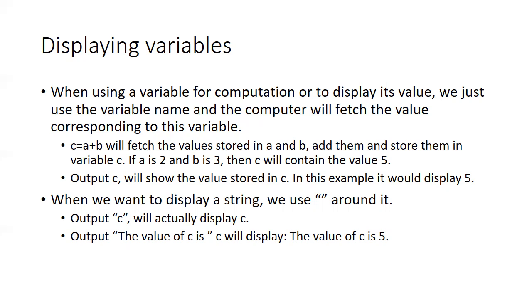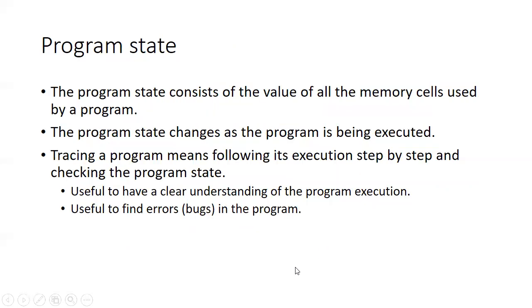So for example, if the value of A was 2 and the value of B was 3, then C would have the value of 5 stored in it.